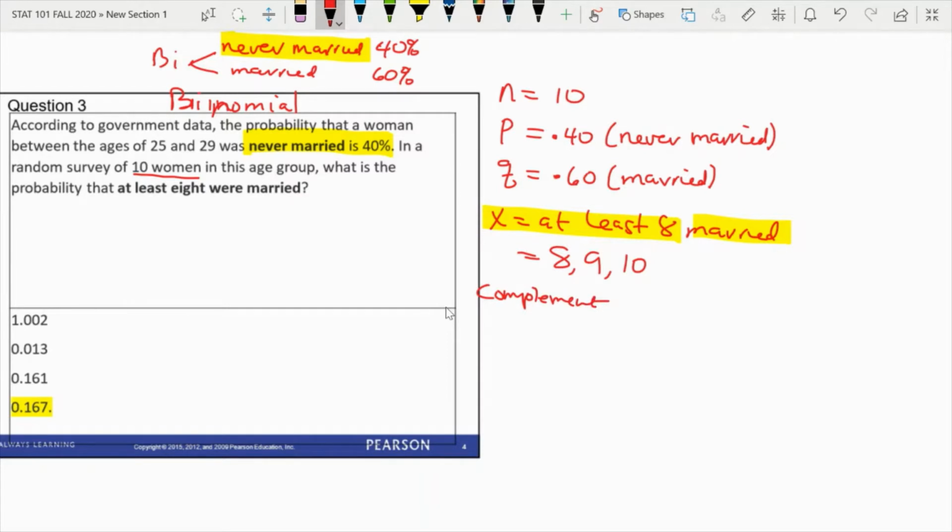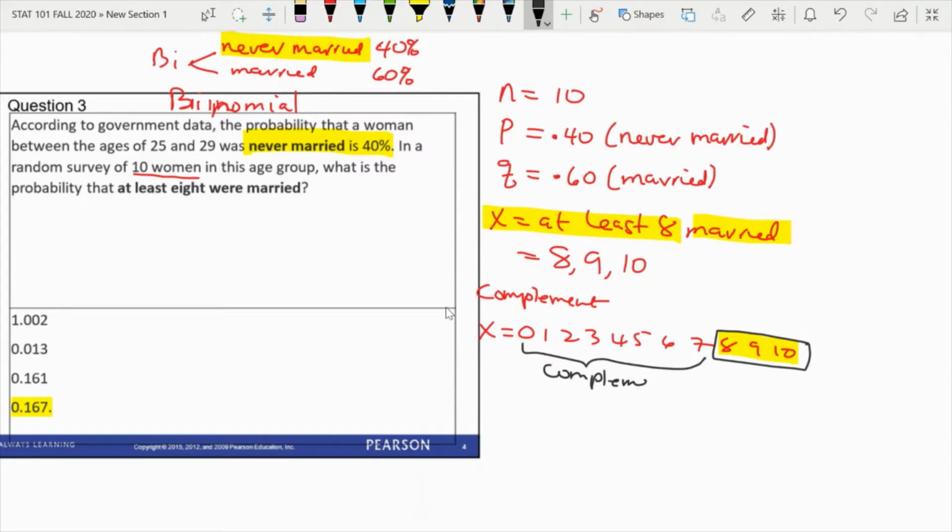The X values range from 0, 1, 2, 3, 4, 5, 6, 7, 8, 9, 10. This question says we are looking for 8 to 10, which means that 0 up to 7 is what we call the complement. Anytime you have a complement situation, the probability that you are looking for will be 1 minus the complement.